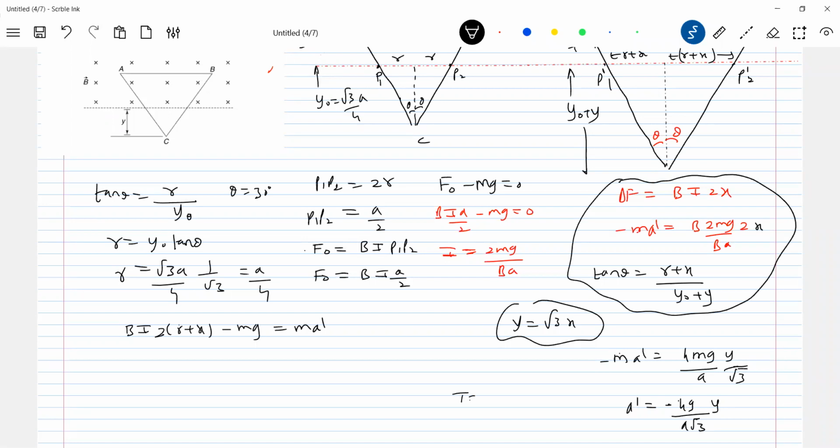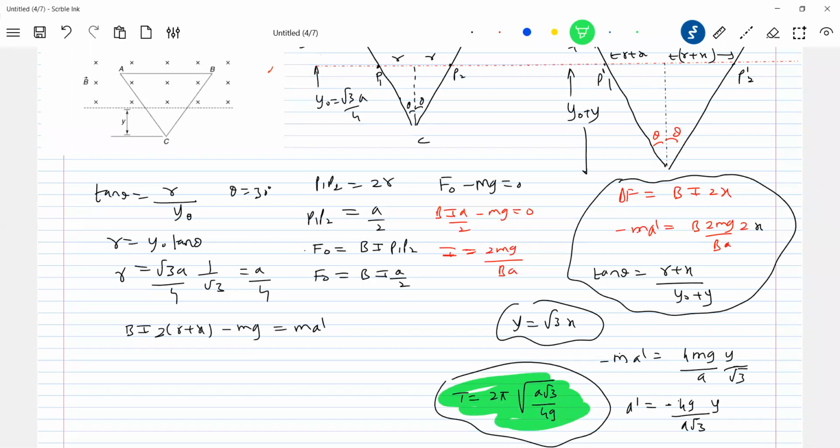So the time period of oscillations will be 2 pi root of a root 3 by 4g. Just check the calculation. I'm ending up with this answer. It can be brought to SHM. Still, many problems are there with ampere force. Once we learn the magnetic field due to different structures, I'll bring those particular problems here.